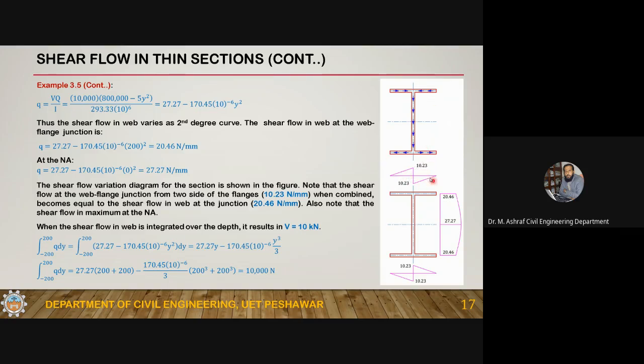So this is the shear flow. Since the shear flow here is in this direction, here in this, I've shown it like this, and this is in this direction. So this is the shear flow. Here is 10.23, 10.23, 10.23, 10.23, and here this is 20.46, 27.27, and 20.46. The one thing which, any question?